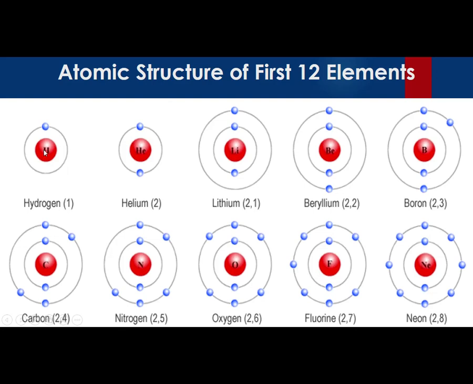Draw a small circle inside, then write the symbol of hydrogen over here. Then draw a small circle around it and put the electron over here. It has just 1 electron, you put it over here. Then helium. Helium has 2 electrons, you have to put 2 electrons over here. Then lithium. In lithium there are 3 electrons and its configuration is 2-1, because 2 in K shell and 1 in L shell.